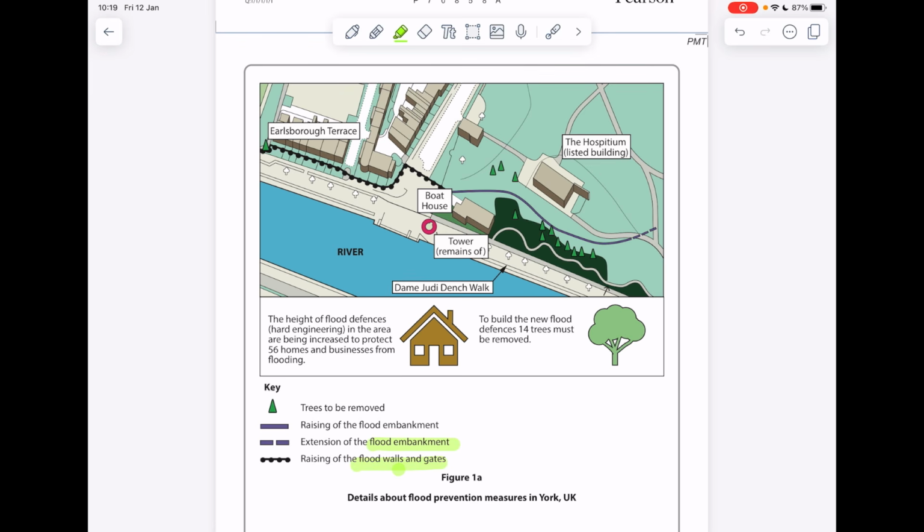So what's good about the flood walls? Well, obviously they're going to reduce the level of damage caused by the floods, which could save people's lives, particularly the people living around Earlsborough Terrace.